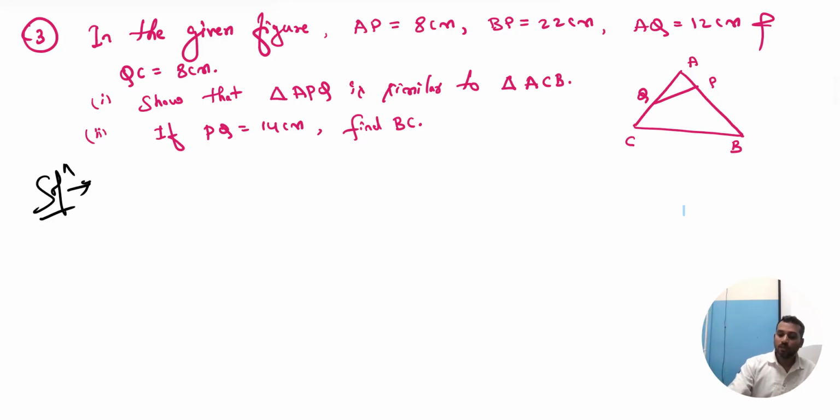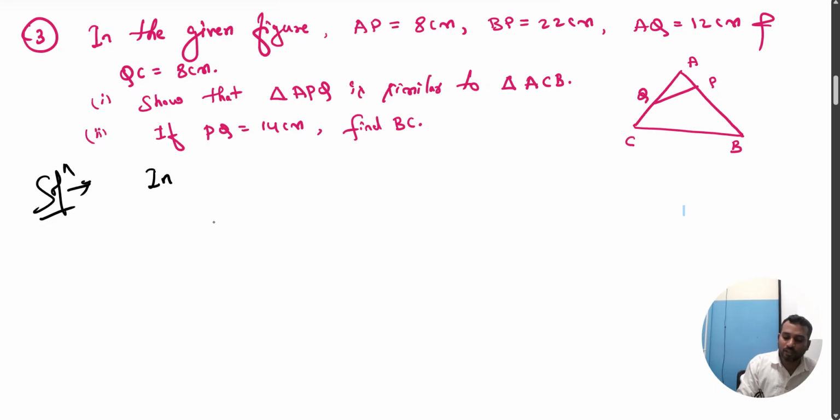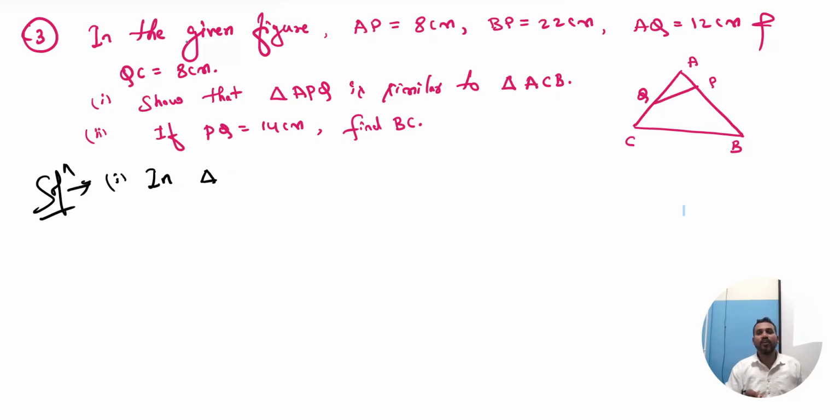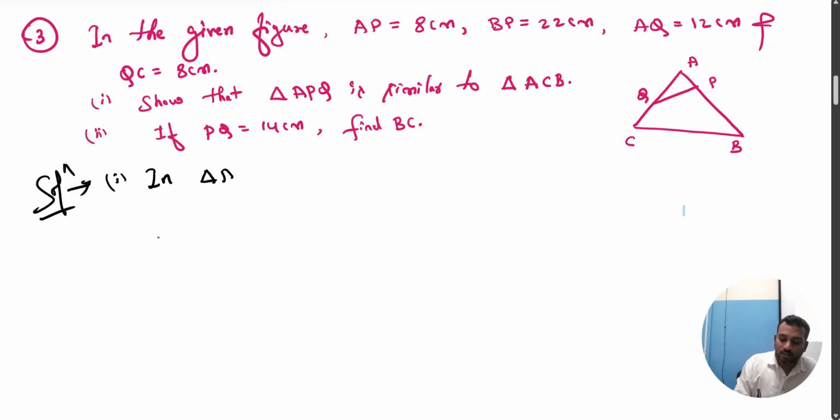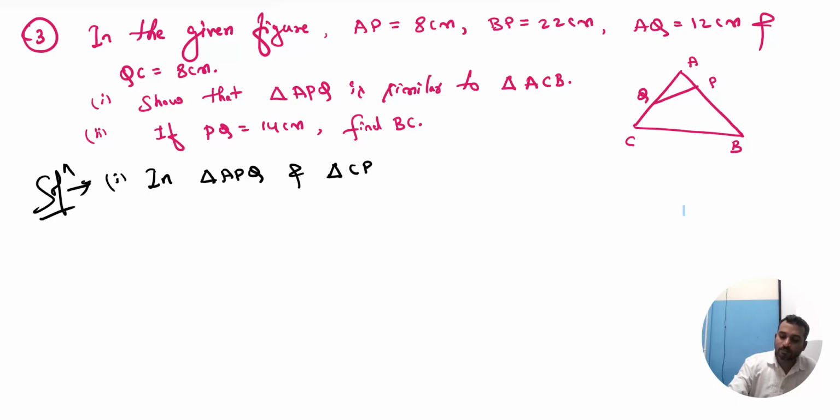Okay. Now, let me name the triangles. Which are the two triangles I am considering here? In triangle APQ, just a minute. Option 1. What I am going to find? Option 1. In triangle APQ and triangle ACB.